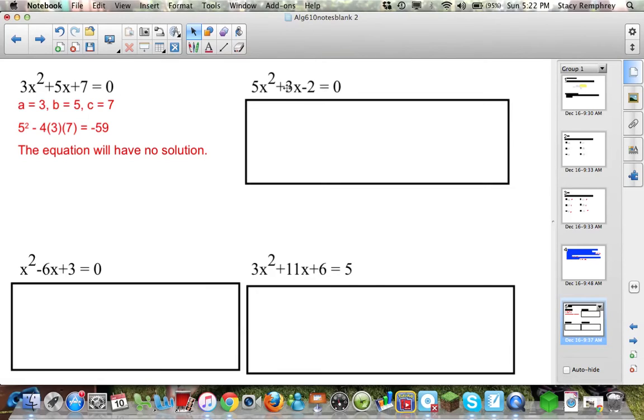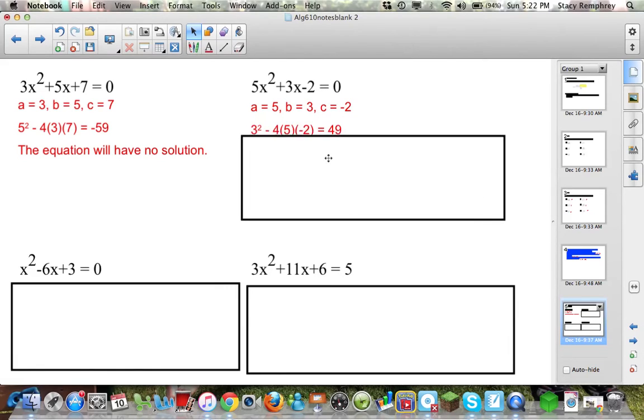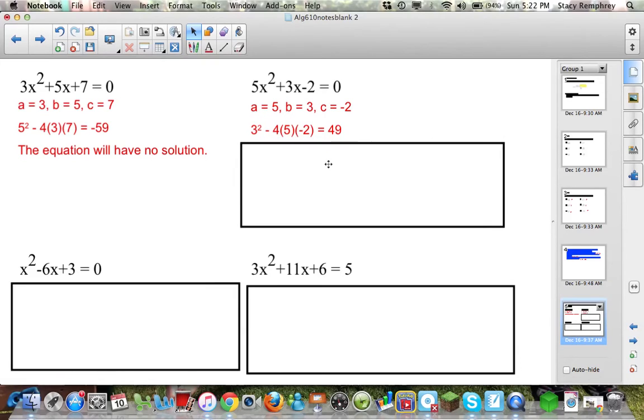All right, in the top right-hand corner, again, make sure it equals 0. That's an important part you got to do first. All right, I identified my A, my B, and my C. I plug that into the discriminant, b squared minus 4ac. And when I solved, and again, you can just do that in your calculator, I got 49.